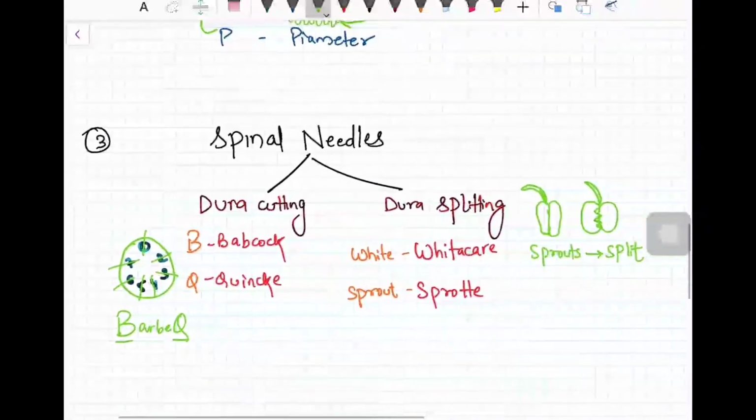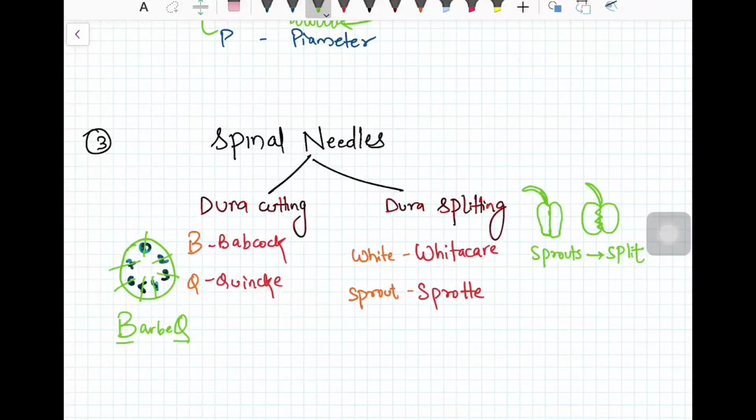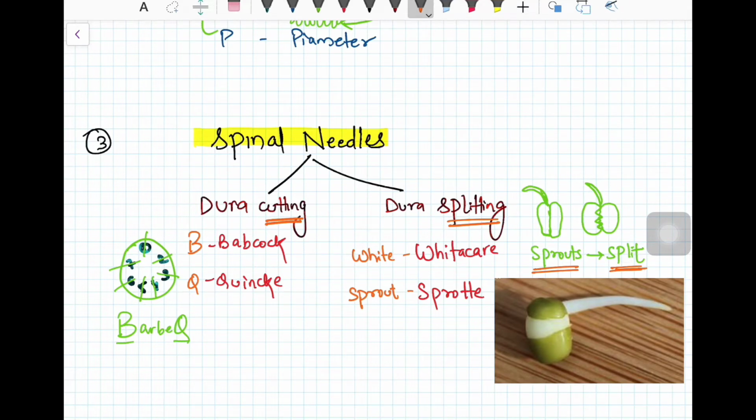Now the third point, on which questions have been asked, and it is very important too. The spinal needles. It can be either a dura cutting needle or a dura splitting needle. Dura splitting: sprouts, the moong dal, when it sprouts, it will split. So white sprout, because when you split it, what you will see inside is something like this. White sprouts. So white says Whitacre and sprout says Sprotte. So dura splitting means white sprouts, Whitacre and Sprotte.